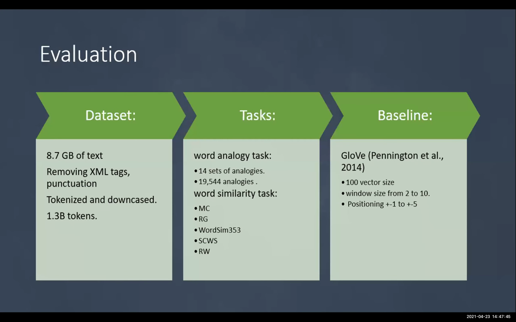To evaluate our algorithm against the baseline, we collected a text that has a size of 8.7 gigabytes. We cleaned that text, tokenized and lowercased it, and in the end it was about 100.3 billion tokens. And to evaluate, we had two tasks. We evaluated on the analogy task, and the other one is the similarity task. And for that, the baseline is the unmodified GloVe without the methods that we presented, with vector size of 100, window size between 2 to 10, and positioning between ±1 to ±5.